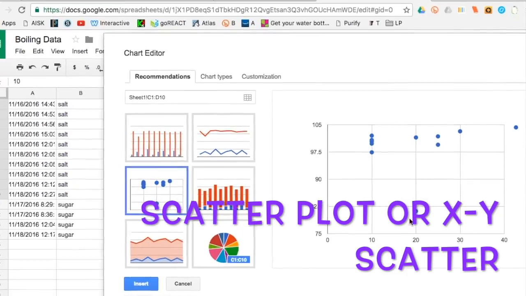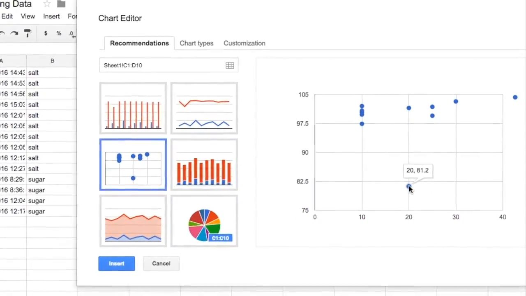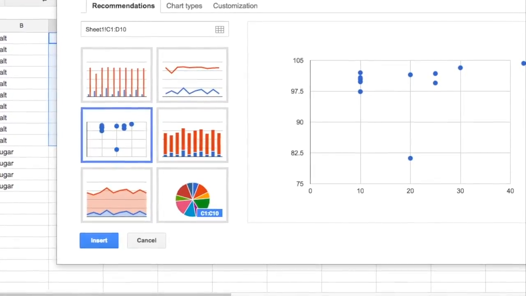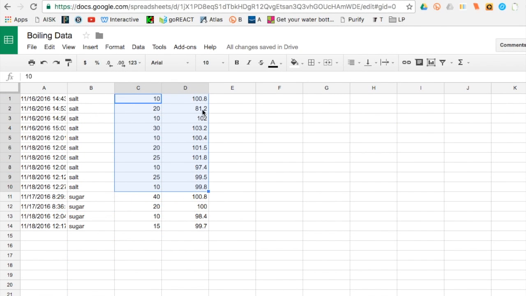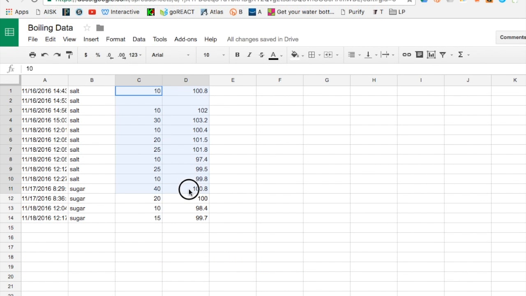Now I look right over here at my preview, and I see with 20 grams of salt, the water boiled at 81.2 degrees. Now I know that cannot be the case. So I'm going to cancel this. I'm going to find that low value, and I'm going to delete that. That is an outlier. So I highlight the data again, and I go back to make my chart.